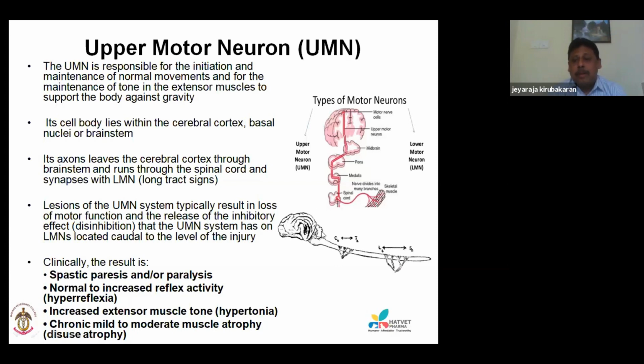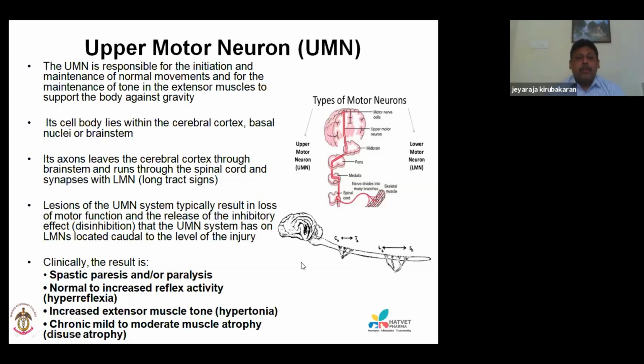For example, this is the lower motor neuron for the hind limbs. The upper motor neuron, the nucleus is here. From there, it gets connected to this area through the axons. So that's why we call it a long tract sign. Whenever you say a UMN sign, it's a long tract sign. So here, the cell bodies lie in the cerebral cortex or in the basal nuclei and brainstem. This is for the cranial nerves. And then its axon leaves the cerebral cortex and runs through the brain and through the spinal cord and synapses with the LMN.